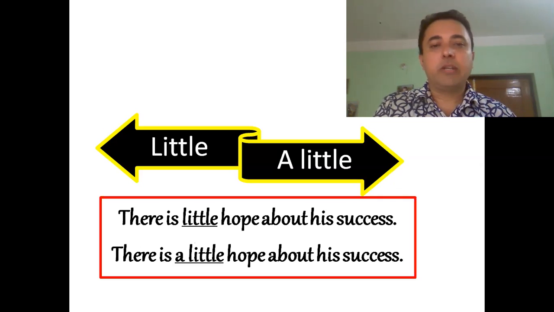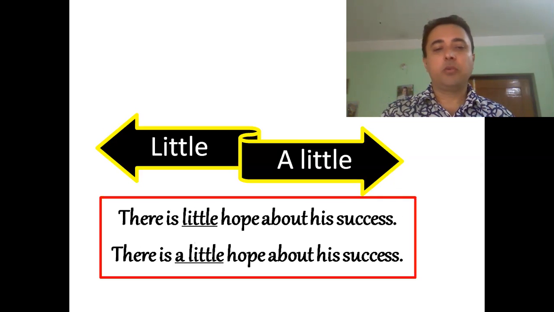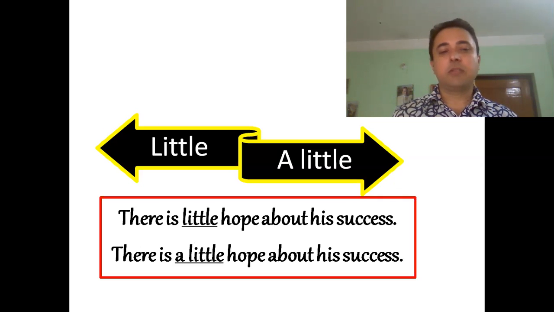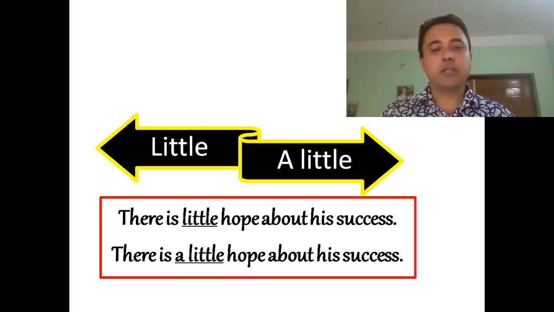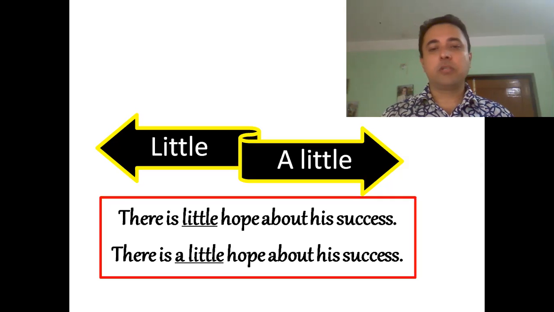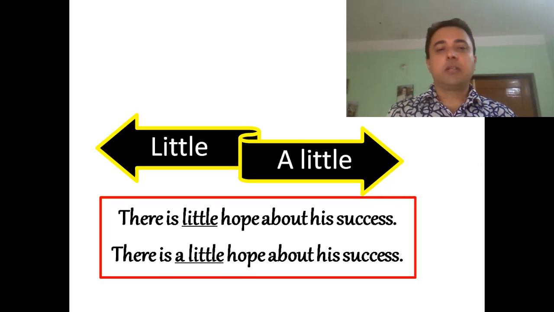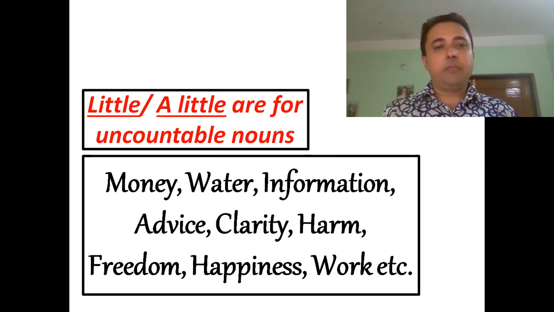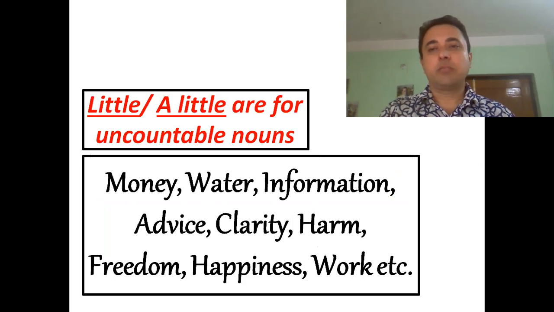And talking about little and a little, you can have sentences like these. There is little hope about his success. There is a little hope about his success. There is a difference in the meaning of those two sentences though. And both of them are for uncountable nouns like money, water, information, advice, clarity, harm, freedom, happiness, work, etc.